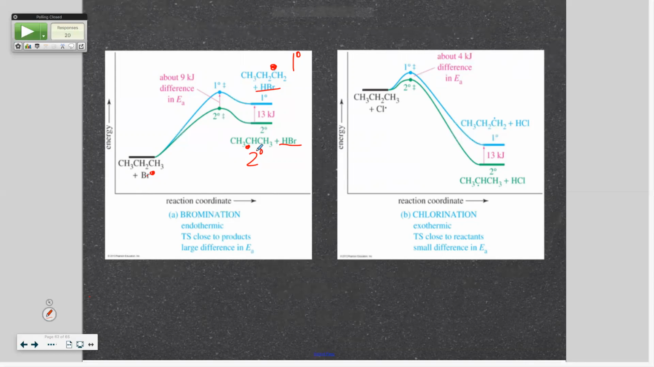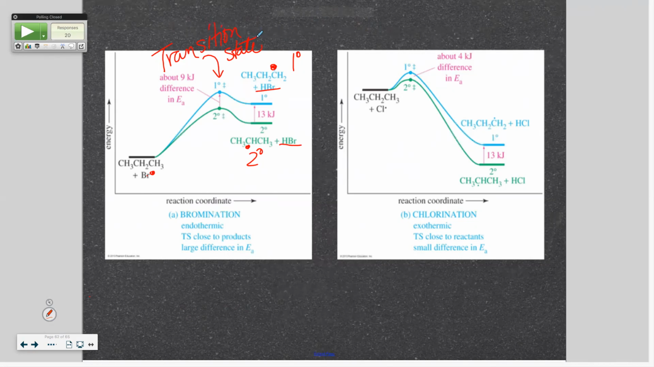Okay, this difference, what is this thing called up here? When you're at the top of the mountain, transition state. This transition state between the two are different in energy by 9 kilojoules. Okay, so it's easier for the molecule to follow the green path than to follow the blue line.